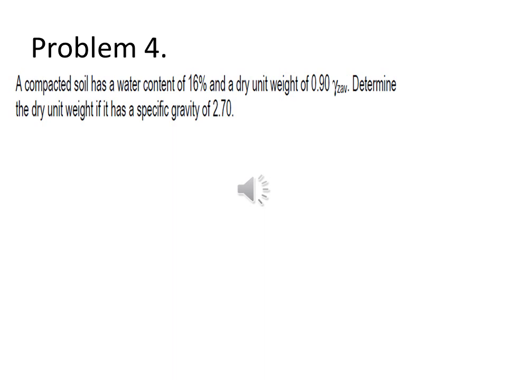Problem 4. A compacted soil has a water content of 16% and a dry unit weight of 0.9 times the unit weight at zero air void. Determine the dry unit weight if it has a specific gravity of 2.7.